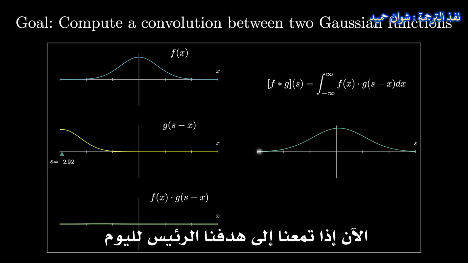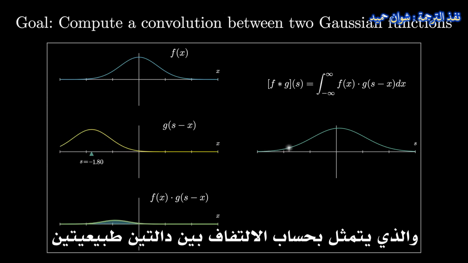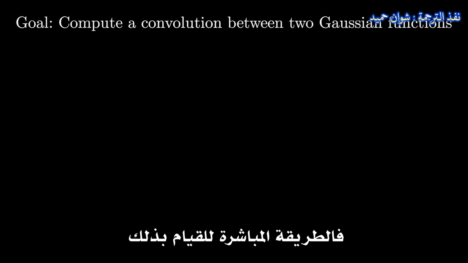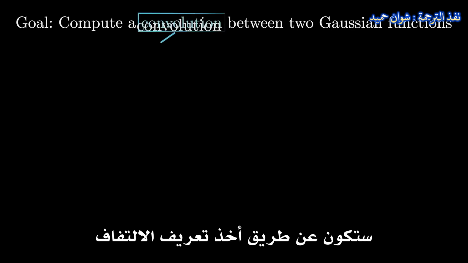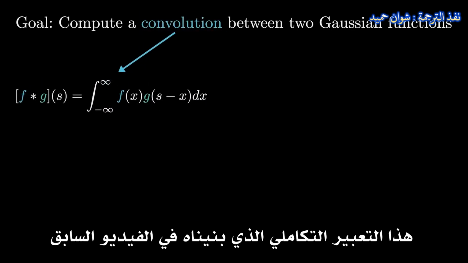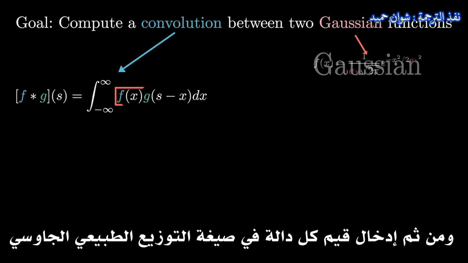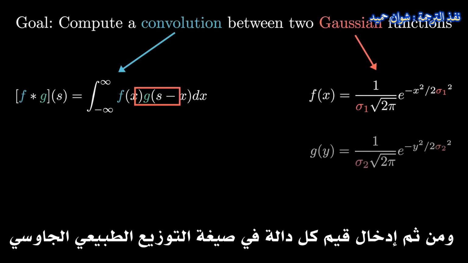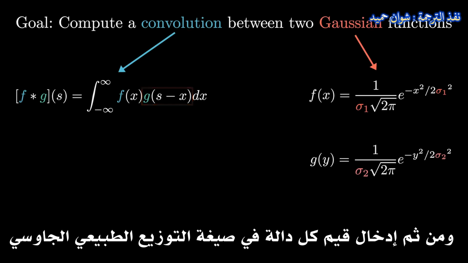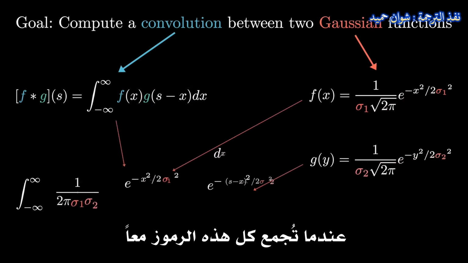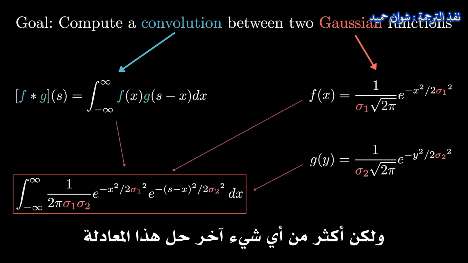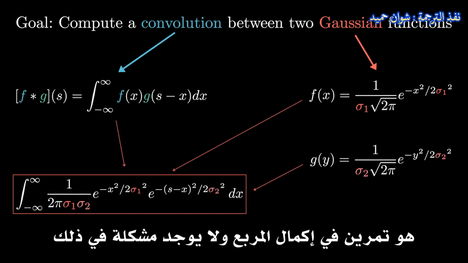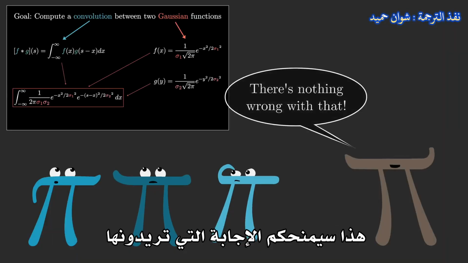Now, if you look at our central goal for today, which is to compute a convolution between two Gaussian functions, the direct way to do this would be to take the definition of a convolution, this integral expression we built up last video, and then to plug in for each one of the functions involved the formula for a Gaussian. It's kind of a lot of symbols when you throw it all together, but more than anything, working this out is an exercise in completing the square. And there's nothing wrong with that. That will get you the answer that you want.